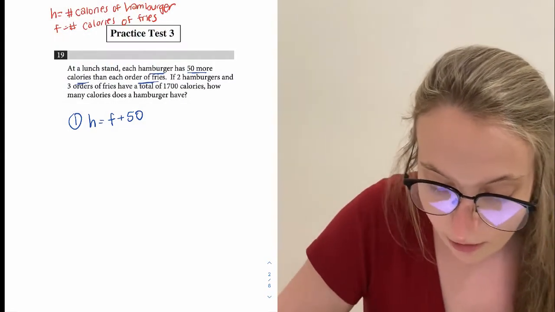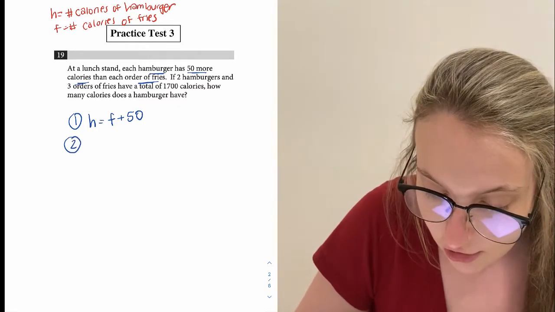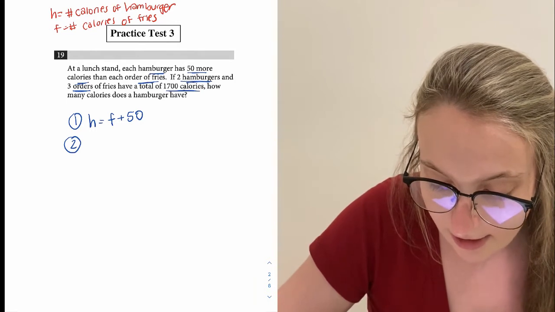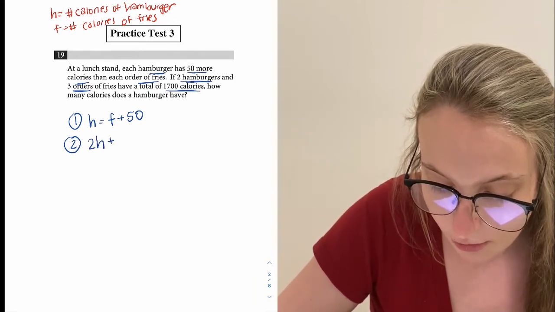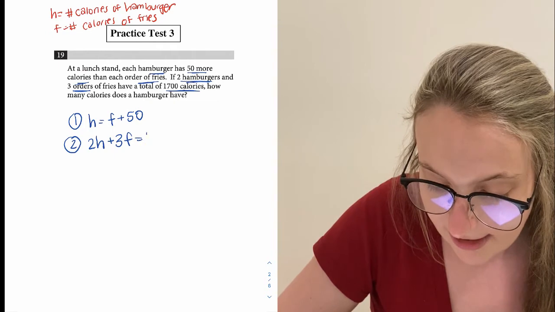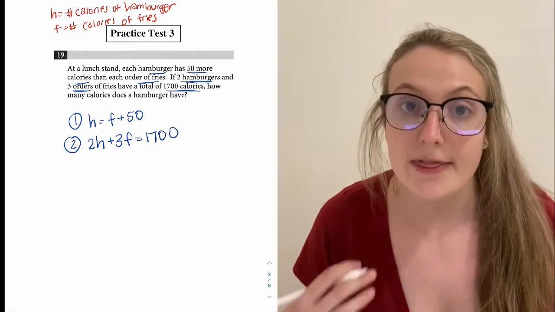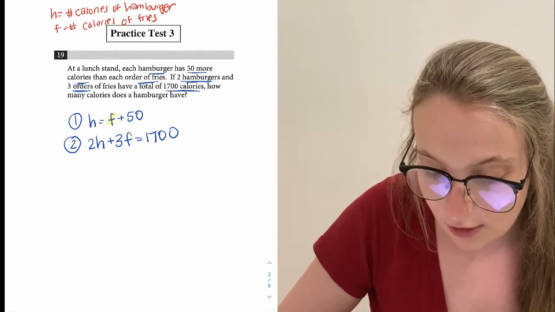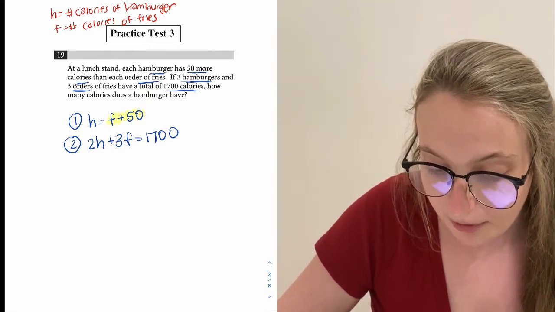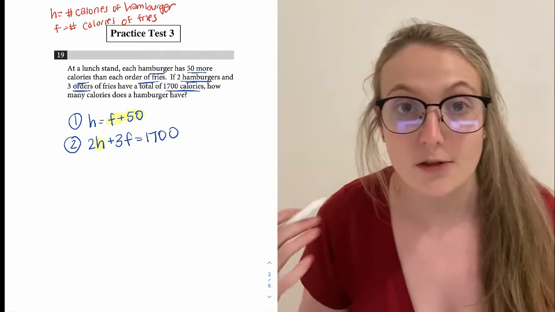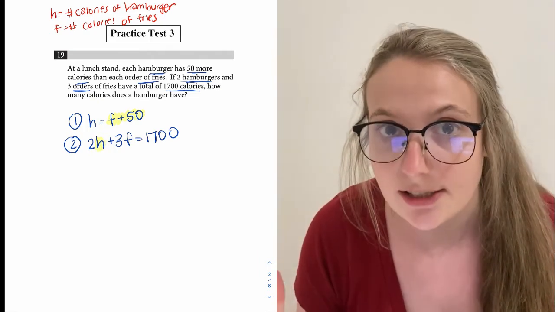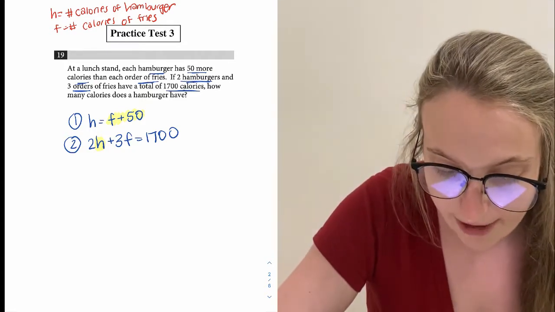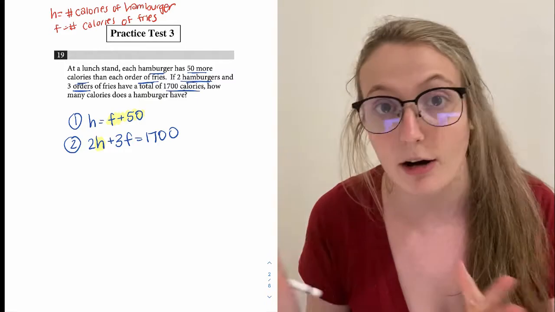And then in our second equation, they tell us right here that 2 hamburgers and 3 fries have a total of 1,700 calories. So 2 hamburgers plus 3 fries has a total of 1,700 calories. Okay, so in this case, as we said, whenever we have one variable in terms of another, like we do right here, we're going to go ahead and replace this H with F plus 50. We're going to use substitution to solve this question, not elimination like we did for the last problem. Because we do not have all of the variables on one side, all of the numbers on the other.